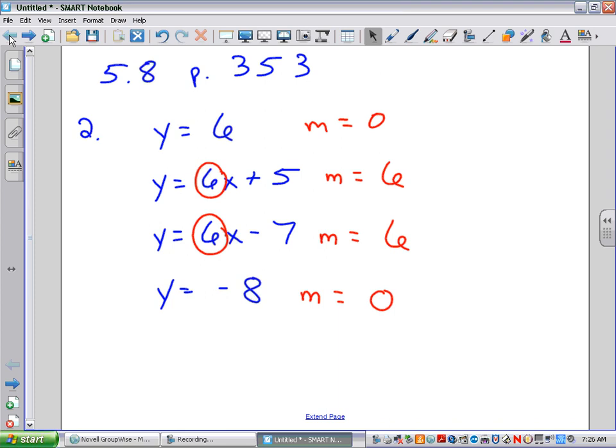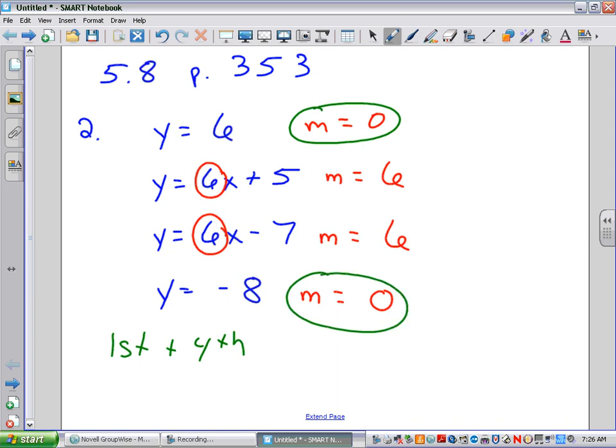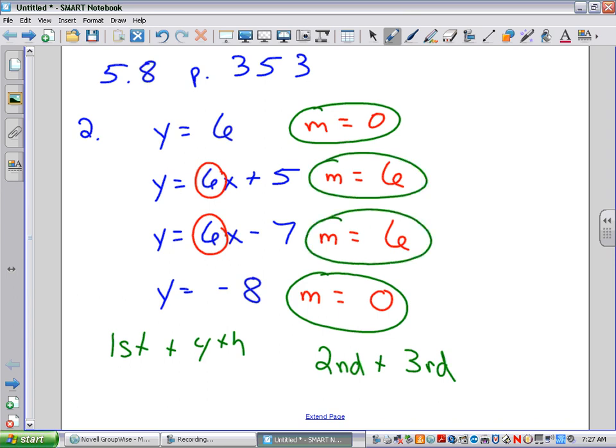Now, parallel this time. Which ones have the same slope? If I number these first, second, third, fourth, I could say the first and fourth ones are parallel because they have a slope of 0. I'm just looking for the ones that match. But also, my second and third equations are also parallel because they have a slope of 6. That's all I do. There's no graphing on this homework problem set.